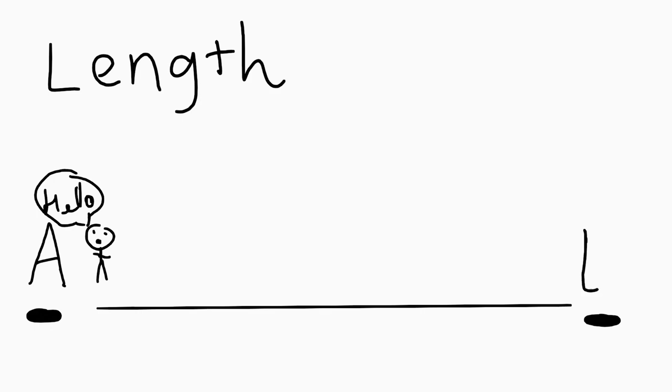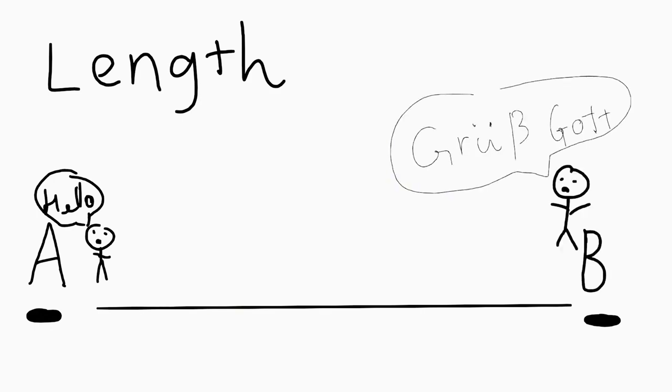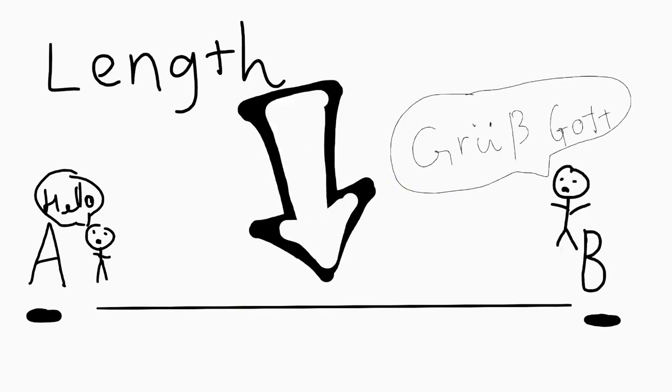Length is a measurement of the distance between 2 points along a straight line, or we can say that length is a way to quantify the extent or size of something in one dimension.